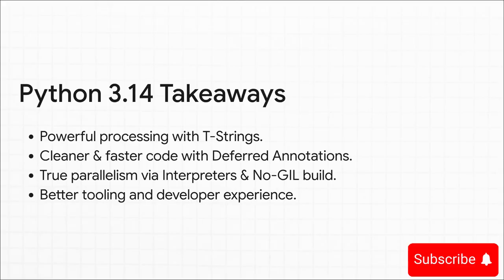So let's zoom out and put it all together. What are the big takeaways from Python 3.14? We've got powerful new text processing with T-strings. We have code that's both cleaner and faster because of deferred annotations. And most importantly, we have a clear two-lane highway to true parallelism, with both multiple interpreters and the no-GIL option. And woven through it all is a real focus on just improving the developer's experience.